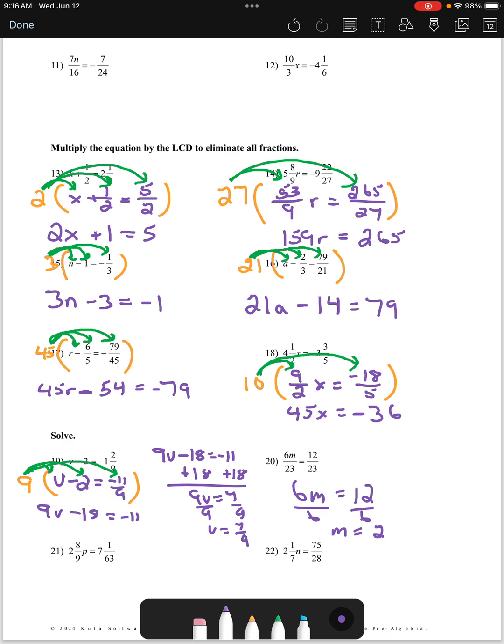In number 21, let's convert. So 9 times 2 is 18. 18 plus 8 is 26 ninths p equals 63 times 7. That's going back to calculator time. 63 times 7. That is 441. Plus 1 is 442.